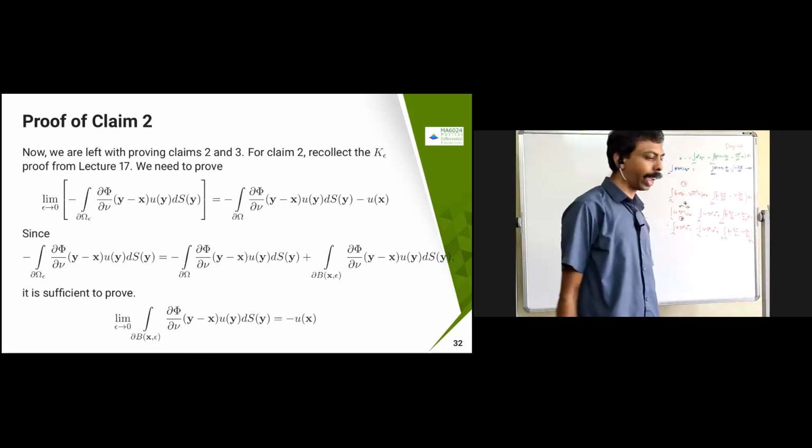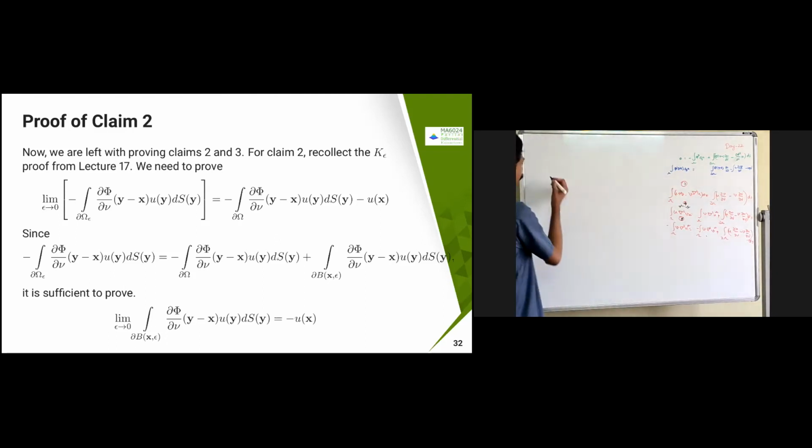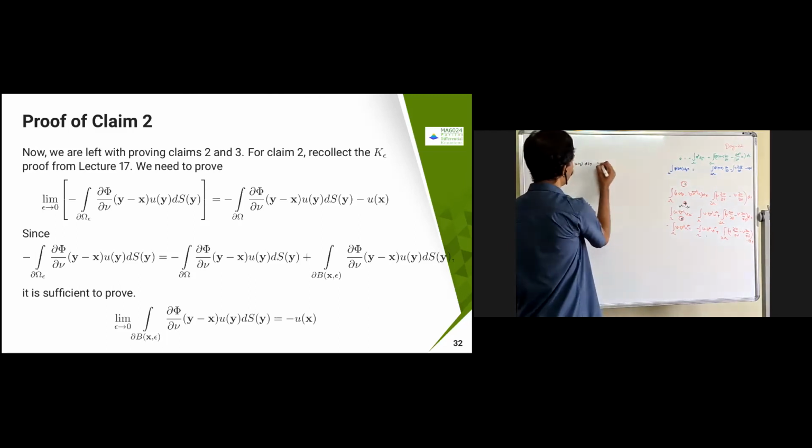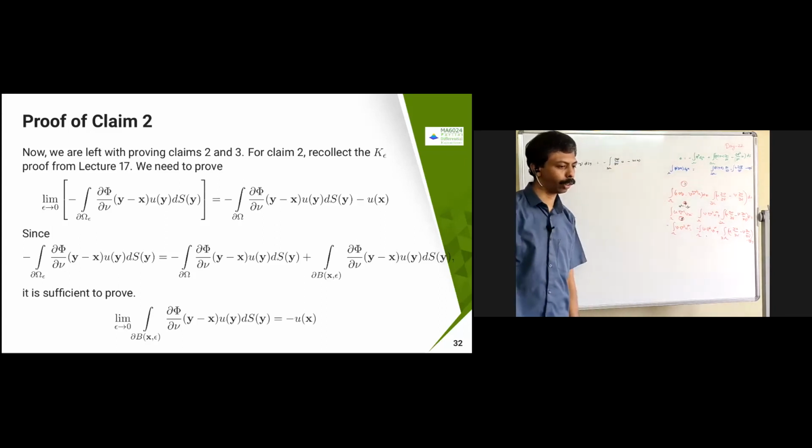So let's prove claim 2. That is coming from our K epsilon, almost the same kind of thing which we derived in K epsilon. What we need to do is take the limit as epsilon tends to 0 of the integral of minus dou pi by dou nu at y minus x, where I skip the y minus x here, dS of y, over dou B epsilon. This is nothing but minus the integral over dou omega of dou pi by dou nu times u minus u of x. This is the one we need to do.